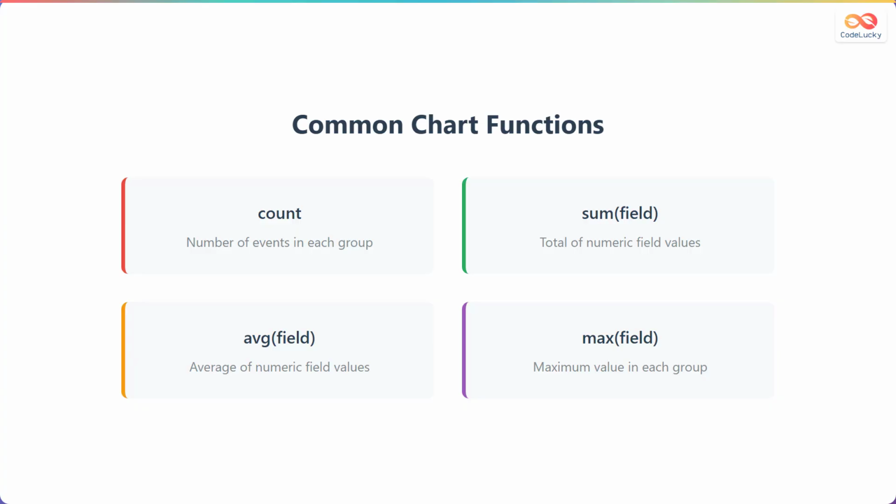The chart command supports various statistical functions that you can apply to your data. The count function returns the number of events in each group, which is useful for frequency analysis. The sum function totals numeric field values, perfect for calculating revenues or quantities. The average function computes the mean of numeric values, helping you understand typical values in each group. The max function finds the maximum value in each group, useful for identifying peak values or outliers in your data.